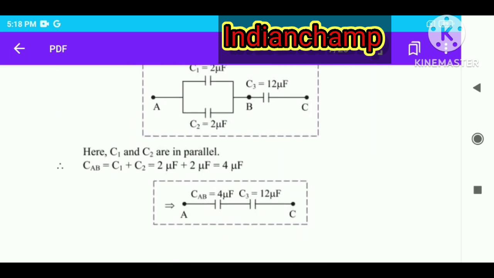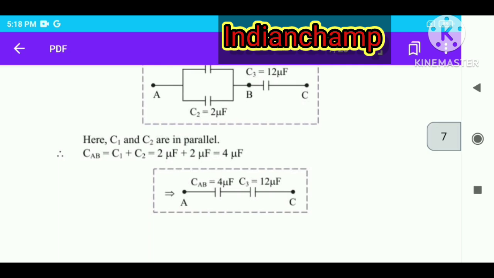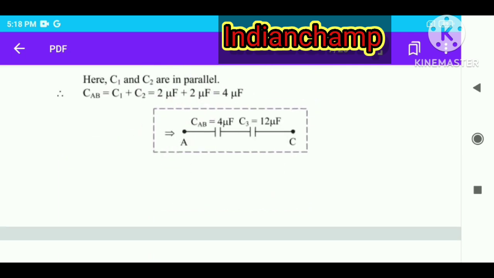Here C1 and C2 are parallel, therefore CAB is equal to C1 plus C2, which is equal to 2 μF plus 2 μF, equal to 4 μF. A. CAB is equal to 4 μF, C3 is equal to 12 μF.